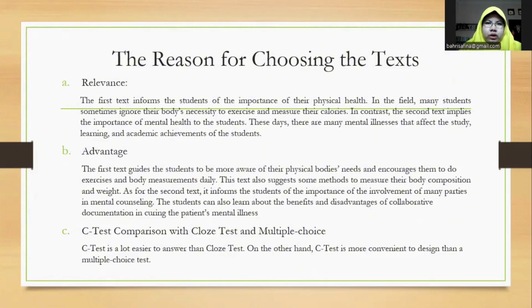Here are my reasons for choosing the text. The first is the relevance. The first text implies the importance of physical health towards the students. In reality, many students are being ignorant about their body's needs and about exercising and calorie measuring. On the other hand, the second text indicates the importance of mental health in the students' lives.